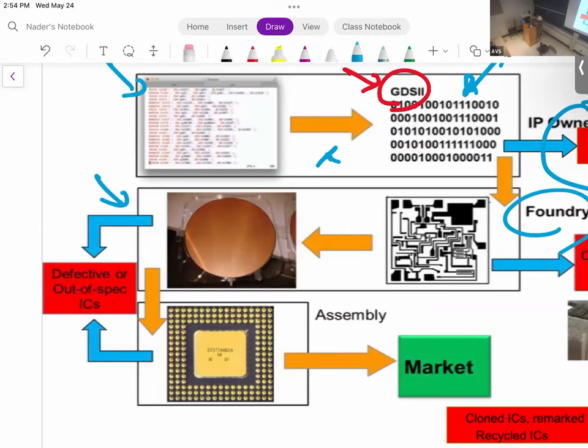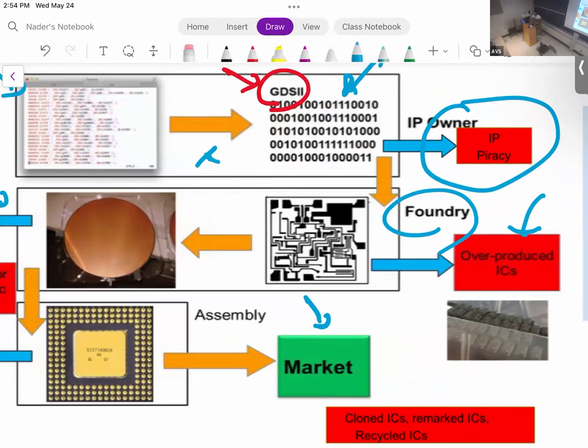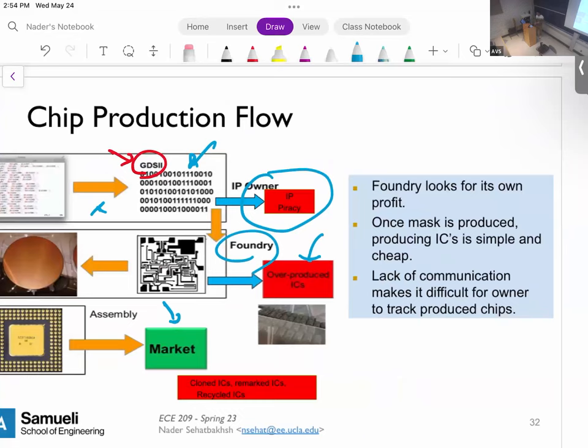And then, as I said, one thing that we can do when we are actually selling this in the market is not really selling the correct IC, but actually selling a recycled or aged IC, right? So this is the integrity issue that we talked about. Okay, so these are different ways this chip production flow can be attacked by different players in the system.